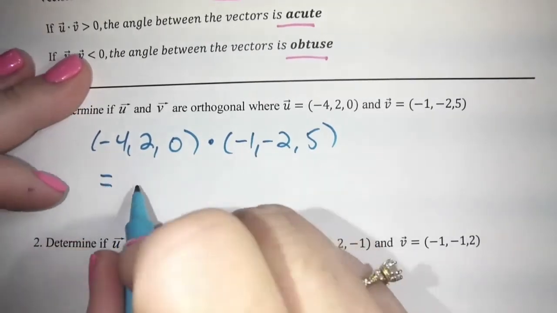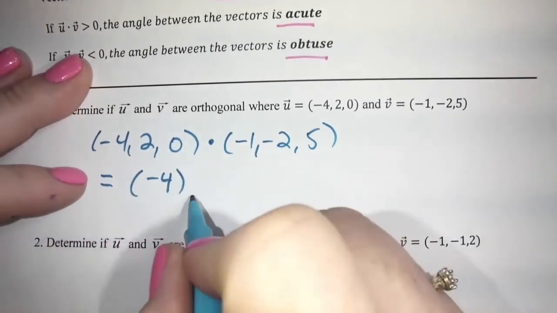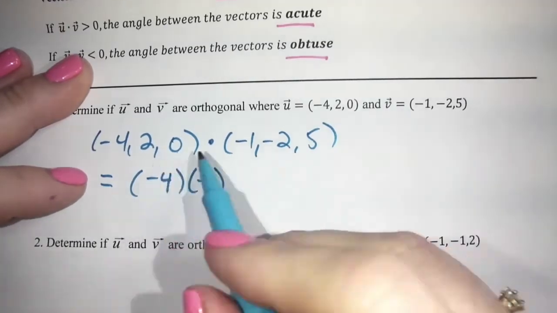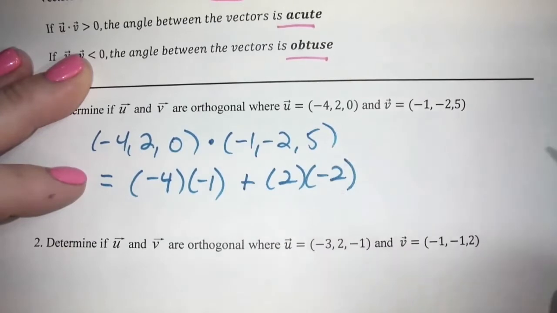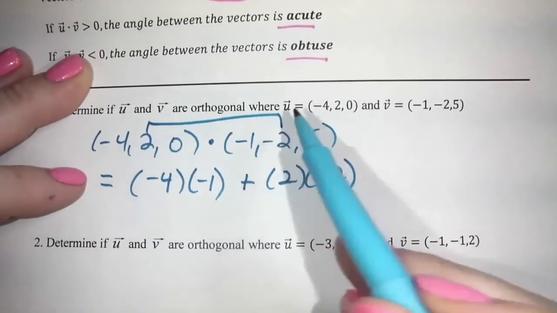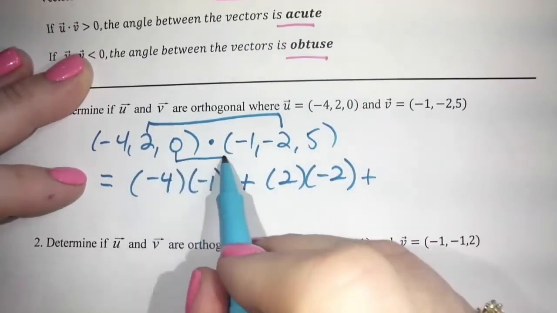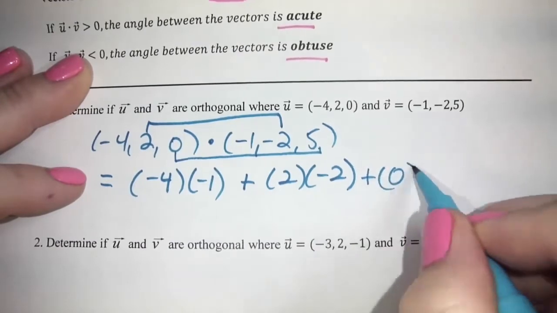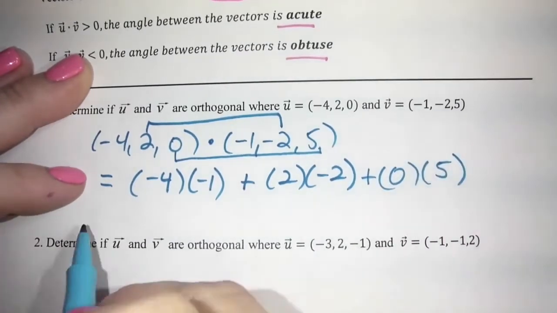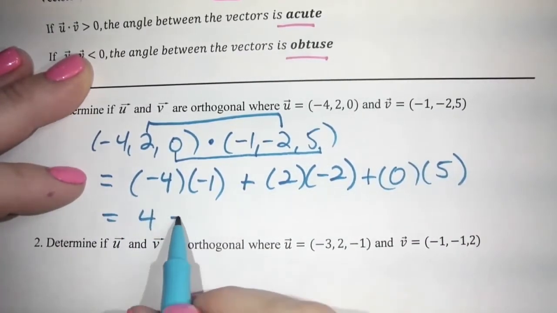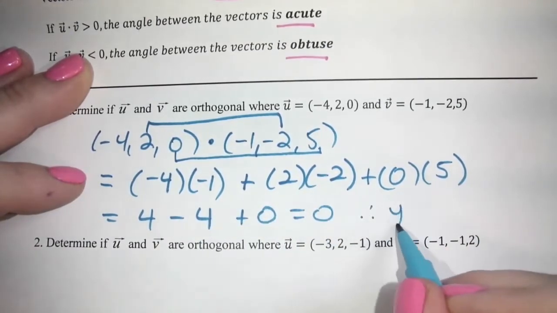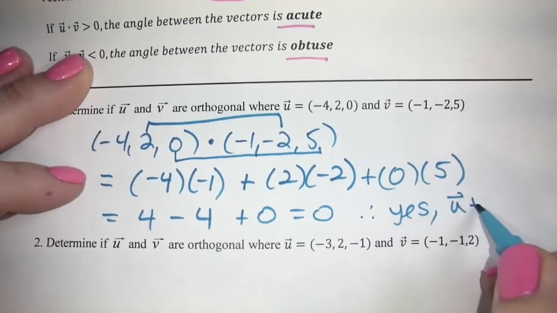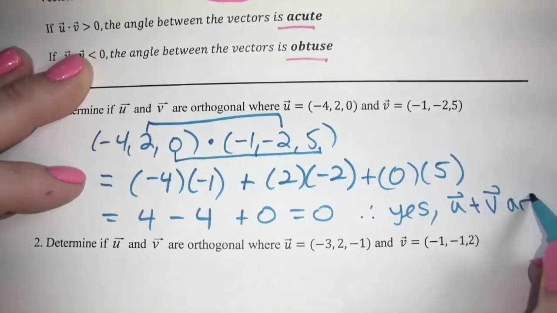So dot product we covered in a previous primer. We do first times first, -4 times -1, plus second component times second component, so 2 times -2, plus the third component times the third, which would be 0 times 5. And so we get 4 minus 4 plus 0, which is 0, and therefore, yes, u and v are orthogonal.